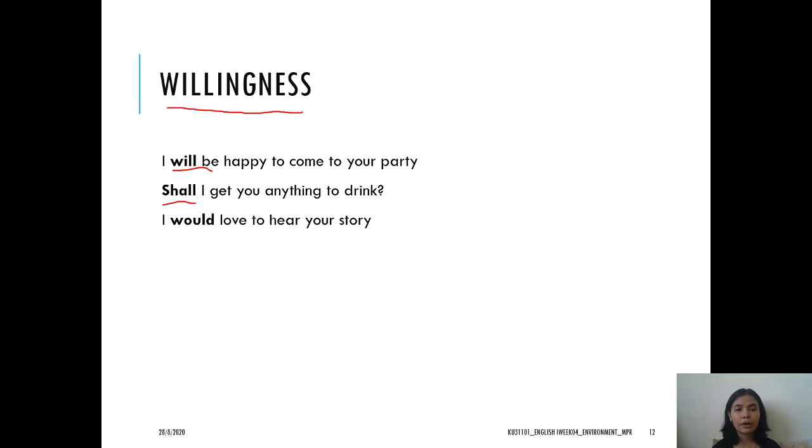And there's one over here, "I would love to hear your story." So "would" is also an expression to say your willingness for an activity. For example, "I would love to see you soon." So I am willing to see you again. So that is the expression of modal verbs for willingness. And also, "We will follow all the instructions." You are willing to follow the instructions.